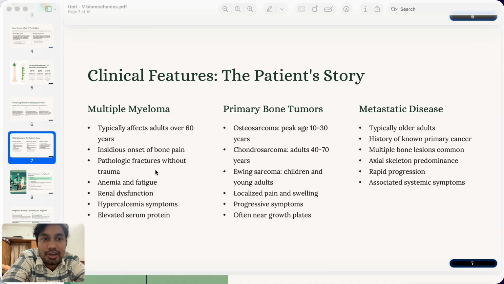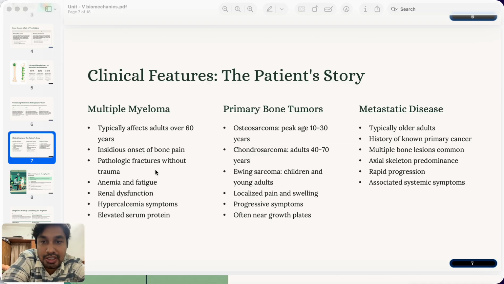Again, typically older adults are the victims in these kinds of cases, followed by a history of known primary cancers, because usually the occurrence of cancer might be a part of any type of cancer. Once we try to cure it, if the patient responds better and comes out of the cancer, the doctor will not give you the assurance that it will not happen in the future.